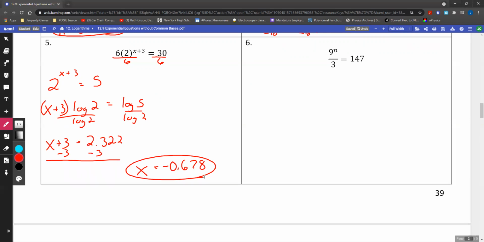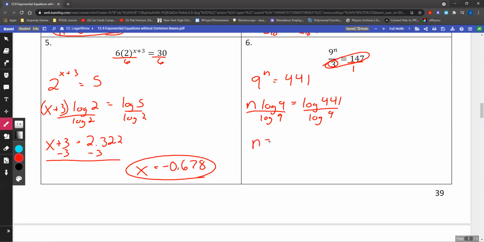Over here, to isolate the 9, we're going to cross multiply. So I can put this over 1, get a fraction, multiply both sides by 3. 9 to the n equals 441. Take the log of both sides. Divide both sides by log 9. We have 2.771.